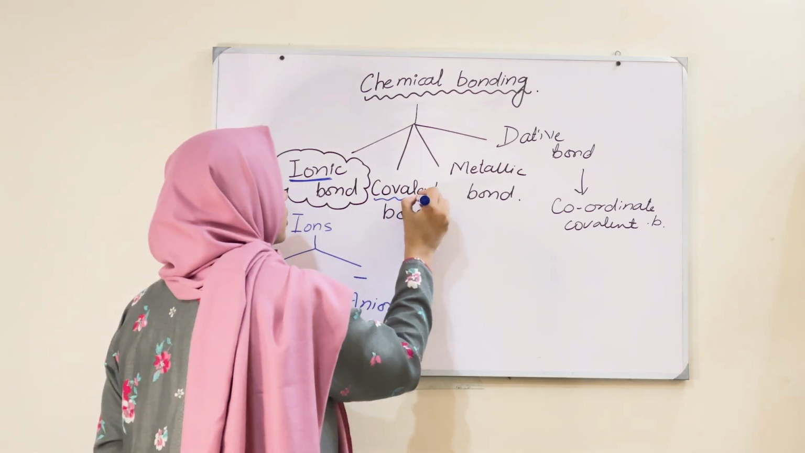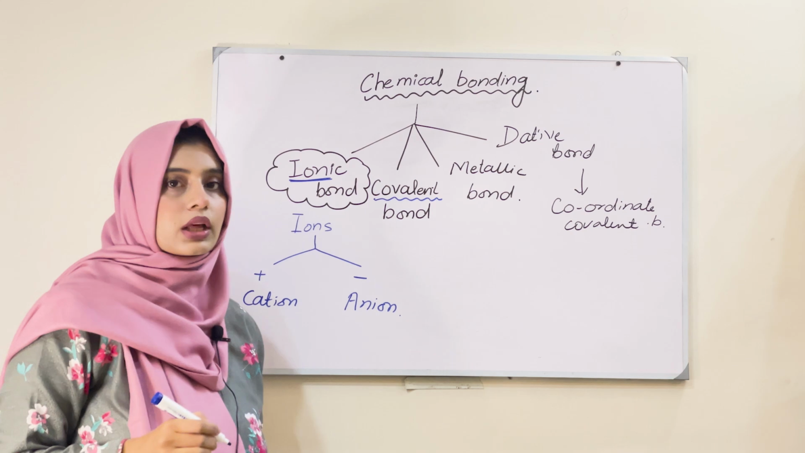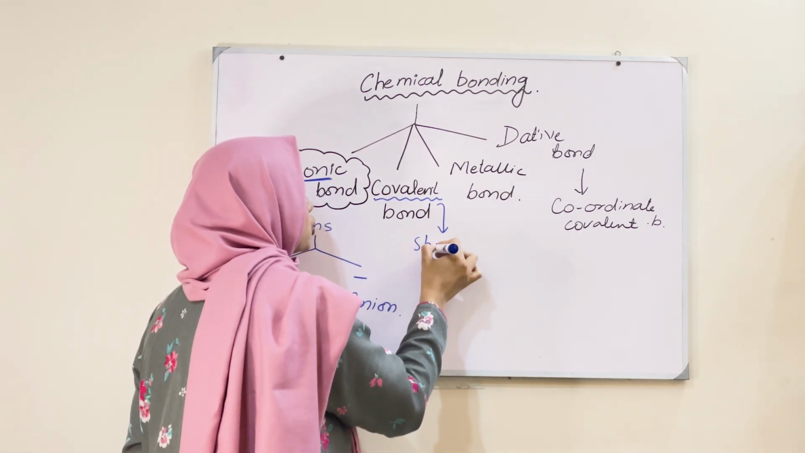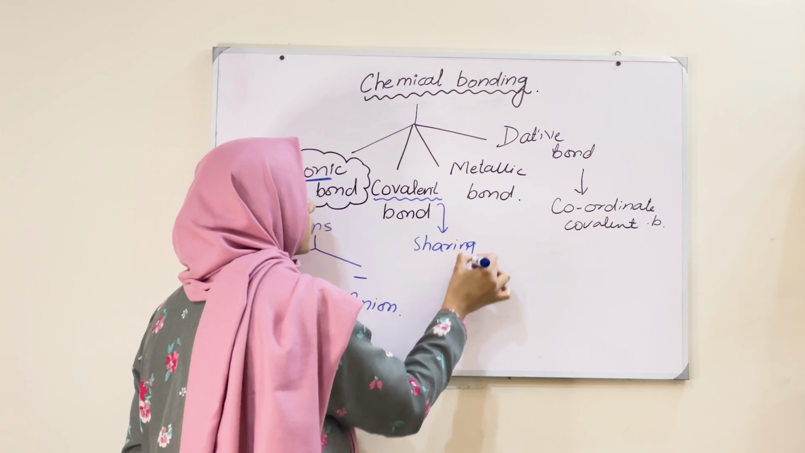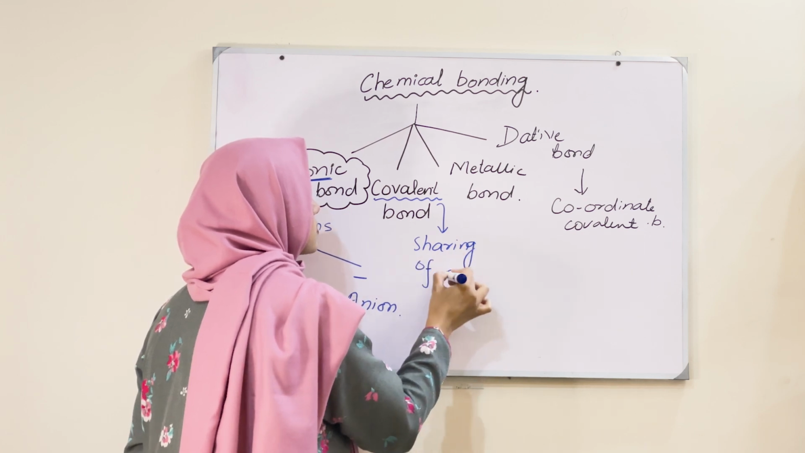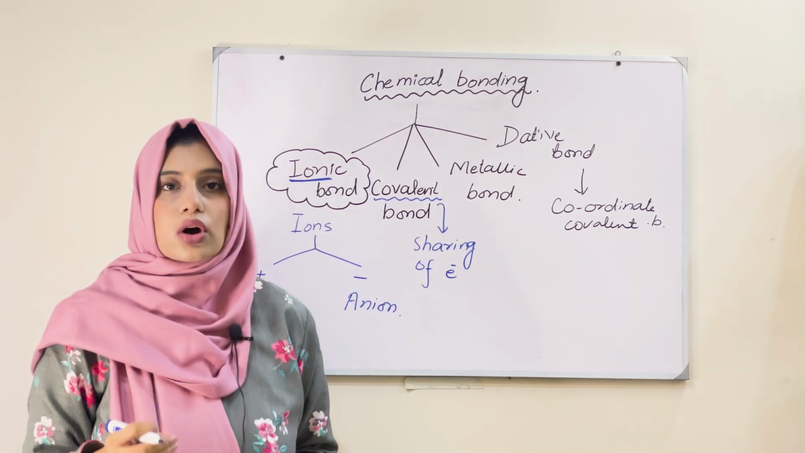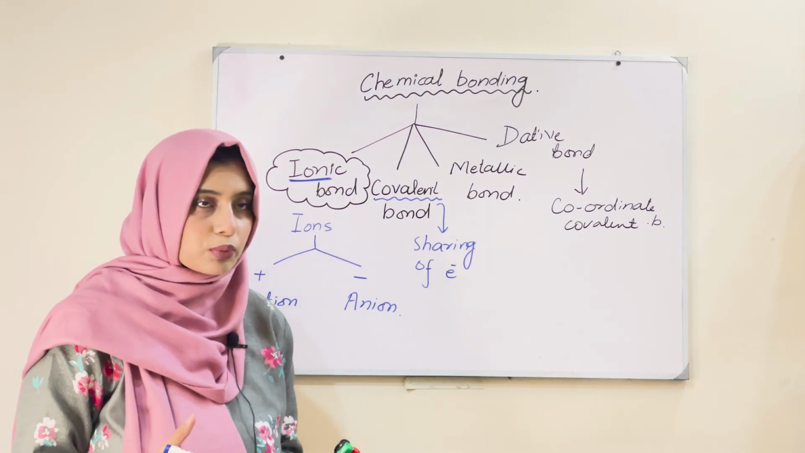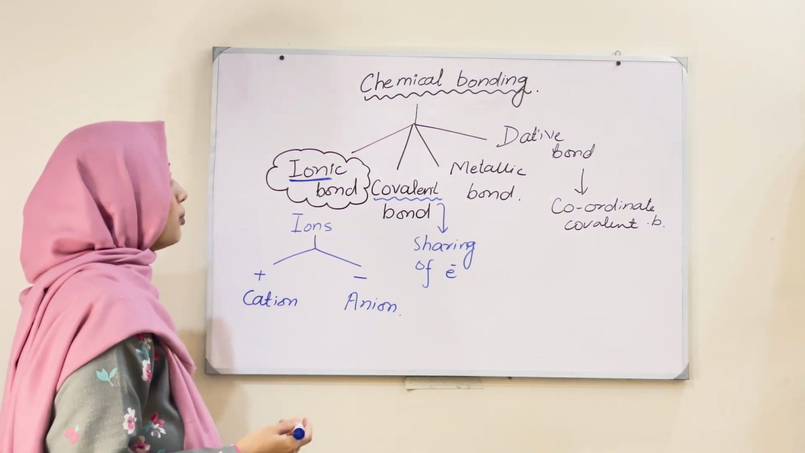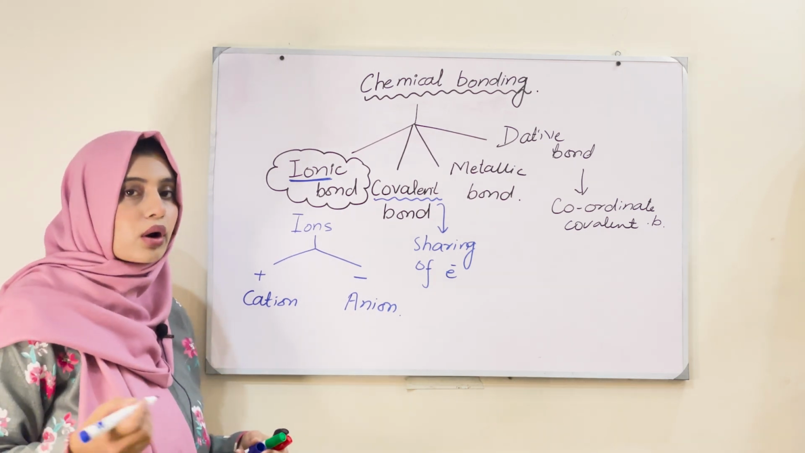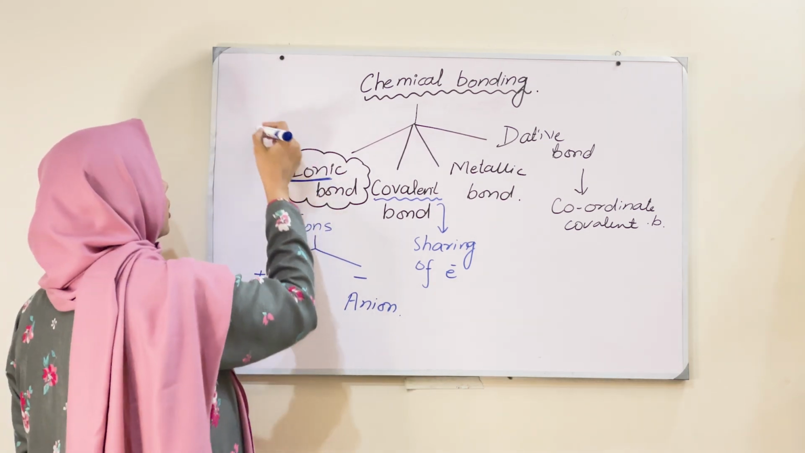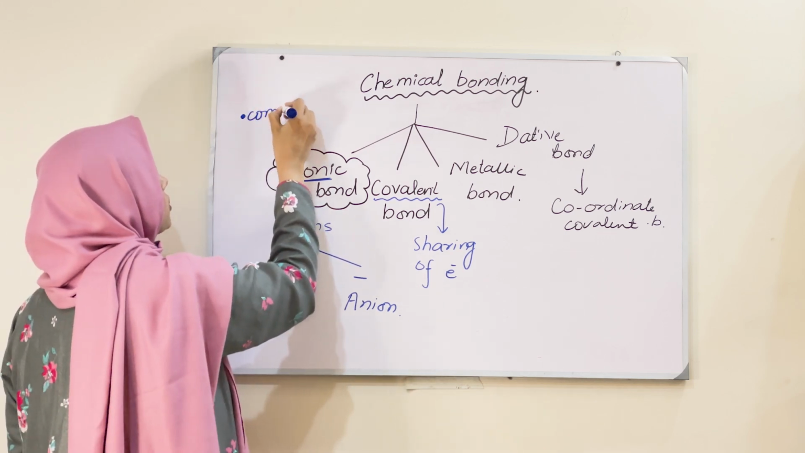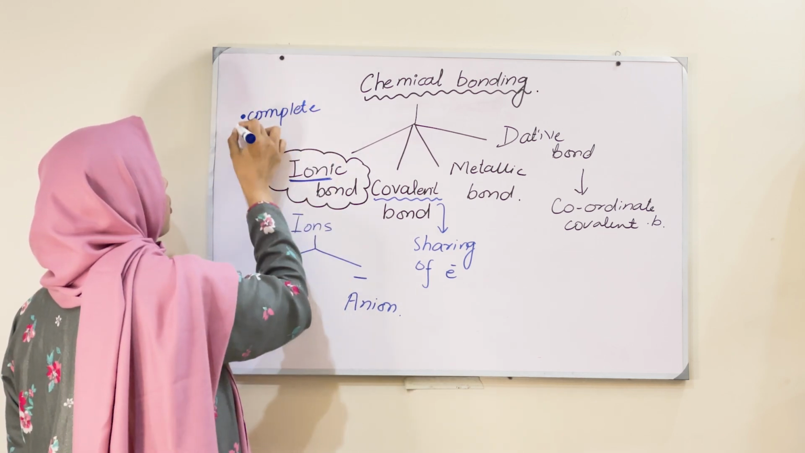Next we have covalent bond. Covalent bond is basically by sharing of electron. When electron is shared between 2 elements, it is forming a covalent bond. Okay, for memorizing the definition of ionic bond, you must have one thing in your mind, that is complete transfer of electron.